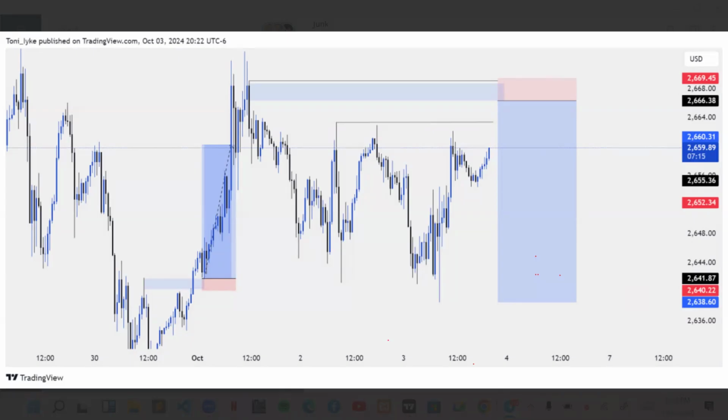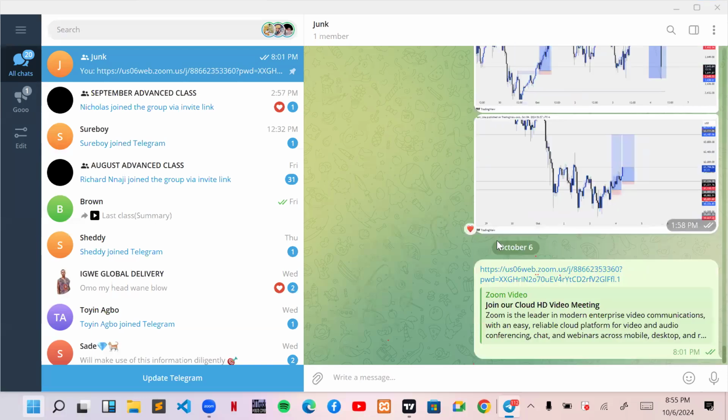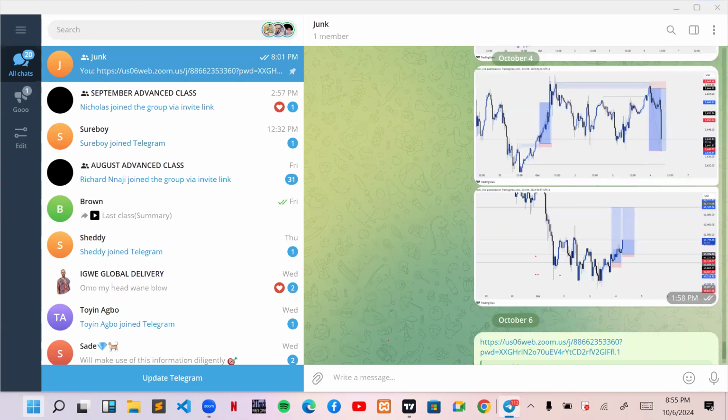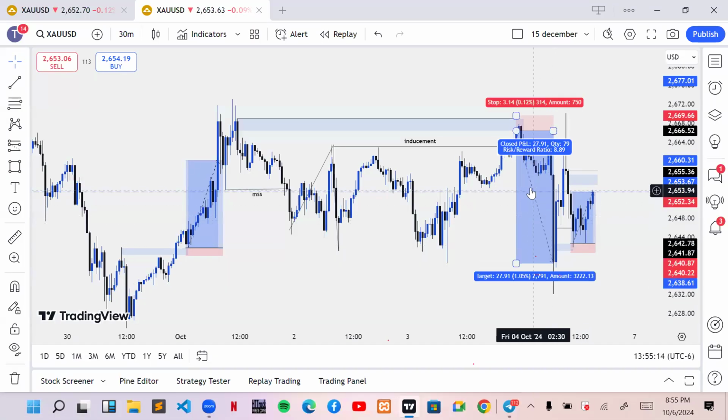So I had this analysis before NFP. This market triggered during NFP. Pay attention, during NFP, that was when I took this trade. This move happened during NFP. This is it, 130. You can see. Okay.